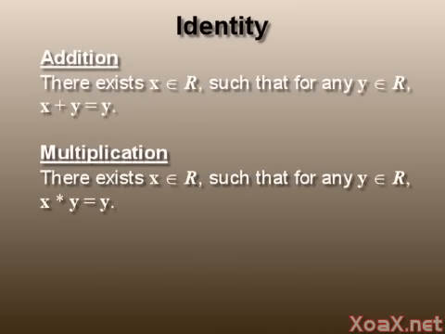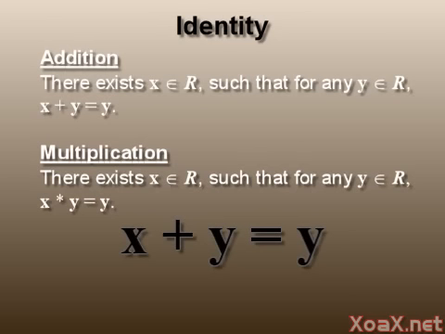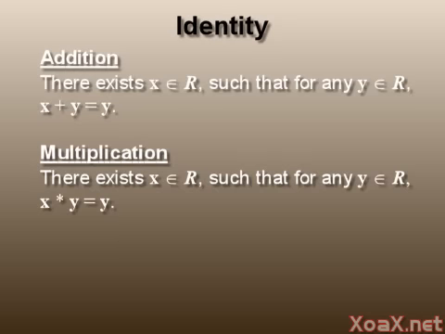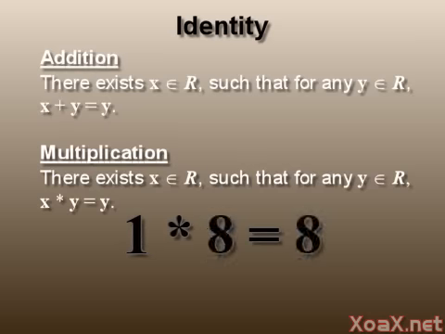The third property is identity. The statement of this property for the additive identity is that there exists a real number x such that for any real number y, x plus y equals y. For addition, our identity element is 0. So x is 0 in this case, and if y is 5, we have 0 plus 5 equals 5. Likewise, for multiplication, we say that there exists a real number x such that for any real number y, x times y equals y. The multiplicative identity element is 1. So x is 1, and if y is 8, we have 1 times 8 equals 8.